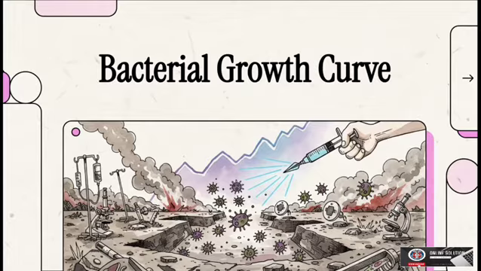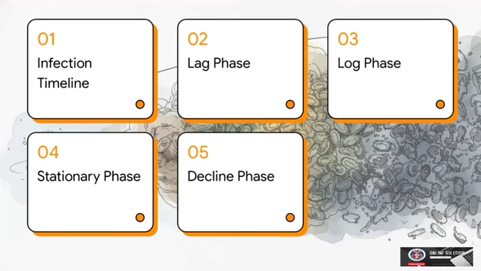Understanding exactly how a bacterial population grows, adapts, and ultimately dies is absolutely foundational to understanding pathogenesis. More importantly, it tells us exactly when to strike with antimicrobial therapies. Okay, let's dive into this framework. We'll be mapping out the pathogen's progression through the infection timeline, the lag phase, the log phase, the stationary phase, and finally, the decline phase.